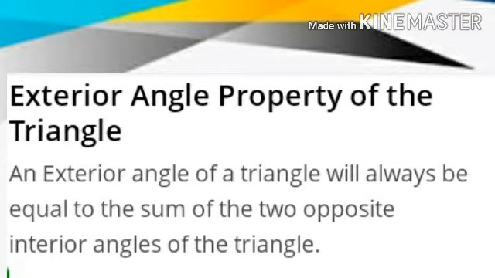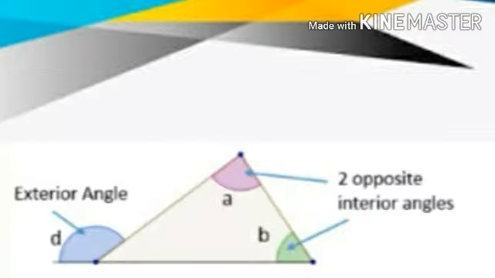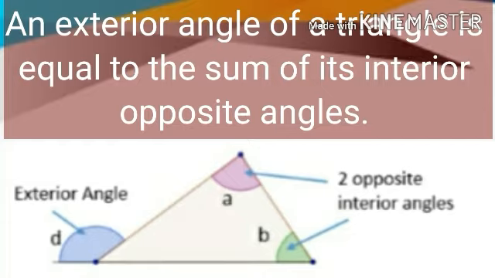Exterior angle property of the triangle. An exterior angle of a triangle will always be equal to the sum of the two opposite interior angles of the triangle. An exterior angle of a triangle is equal to the sum of its interior opposite angles. You can see the figure.